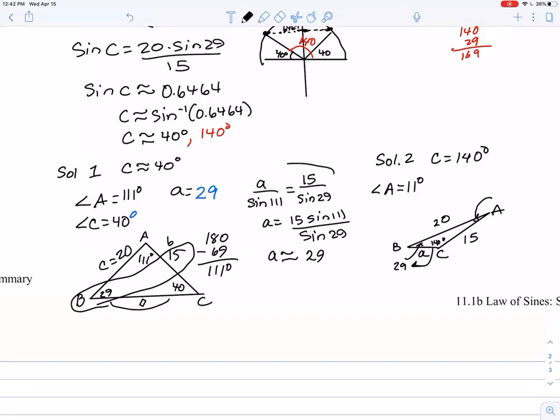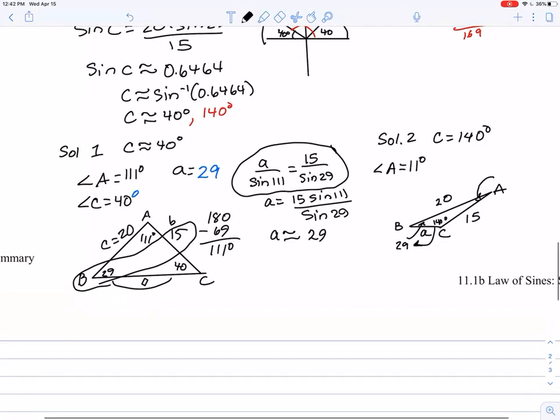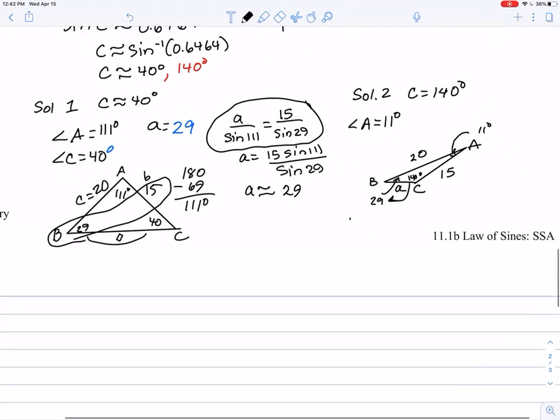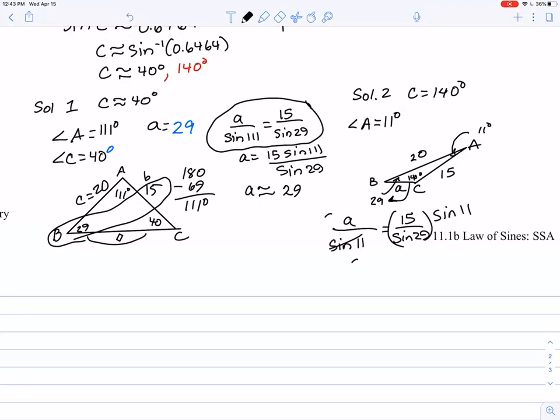And again, we do the same problem that we just did, except now we are going to use angle A, which is 11 degrees instead of 111 degrees. So we're going to do A over the sine of A, which is 11, equals B, which is 15 over sine of 29, multiply both sides times sine 11, and we'll cancel that out. And we get A is approximately, and we plug all of that in the calculator, and we get approximately 6. And so A is 6. And that is 2 solutions.